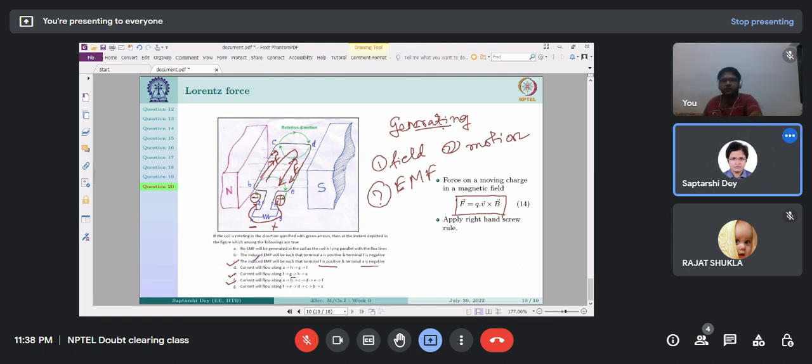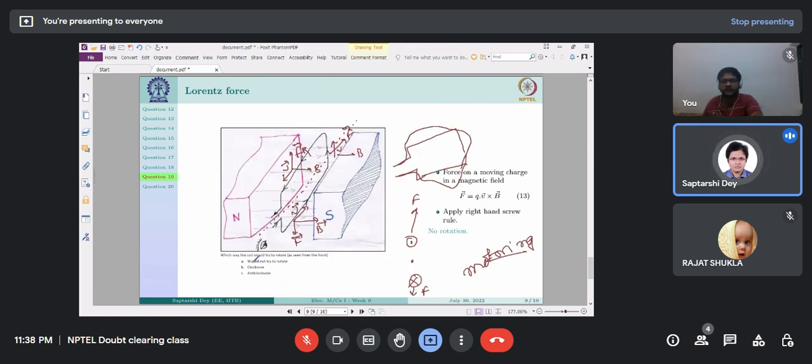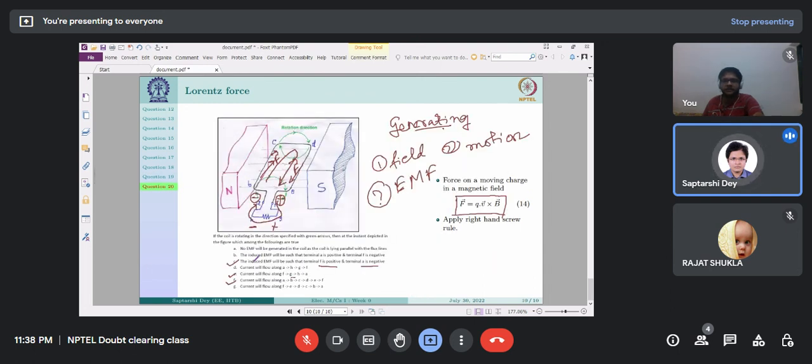So I have covered all the questions given in the week 0 assignment, which were based on Lorentz force. So the bottom line is, whatever might happen, whether it is generating, whether it is motoring, it does not matter. This basic formula, F equals Q into V cross B, always holds. Even if you forget Fleming's left hand rule, right hand rule, it does not matter. Simply apply this F equals Q into V cross B rule.